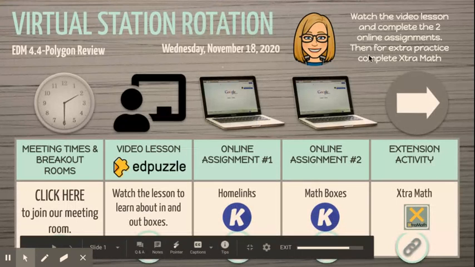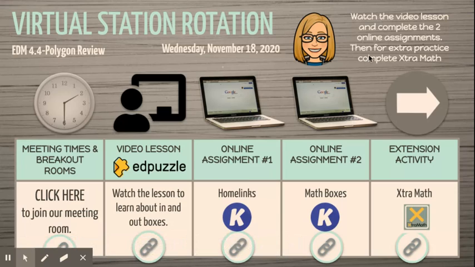Hey guys, for our lesson today, we are going to be doing a polygon review. So your assignment will be the EdPuzzle, then you will work on the home link, the math boxes, and you will do a round of extra math to practice your math facts.